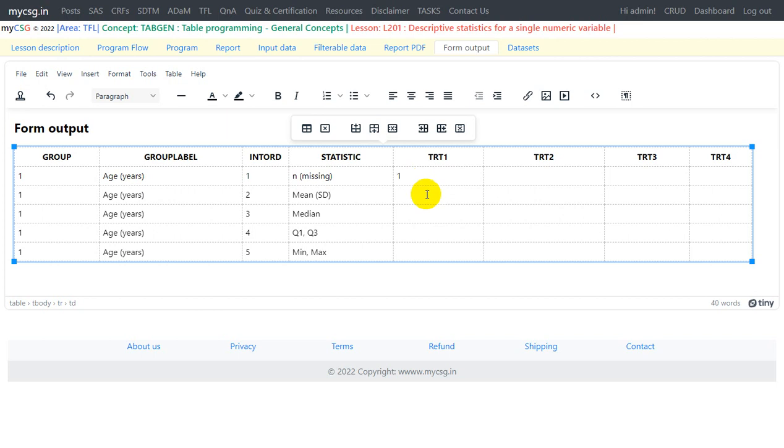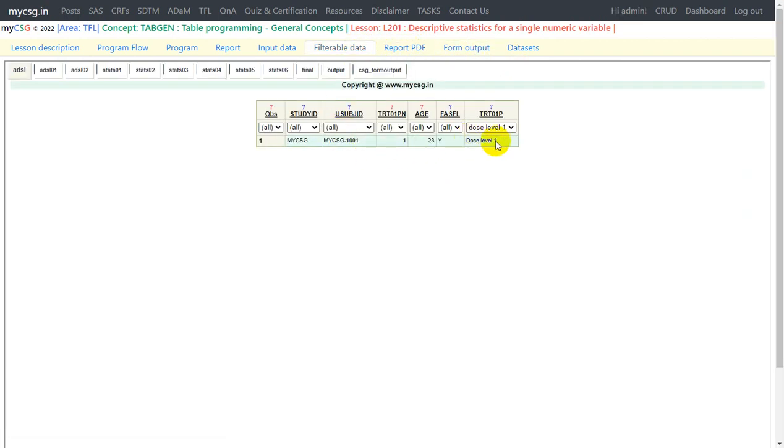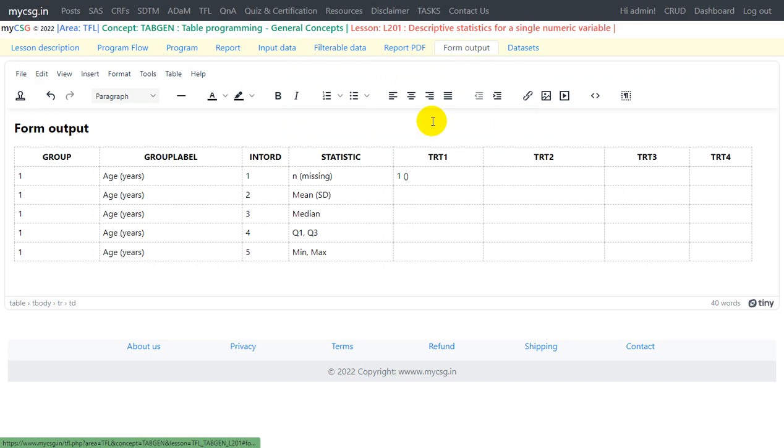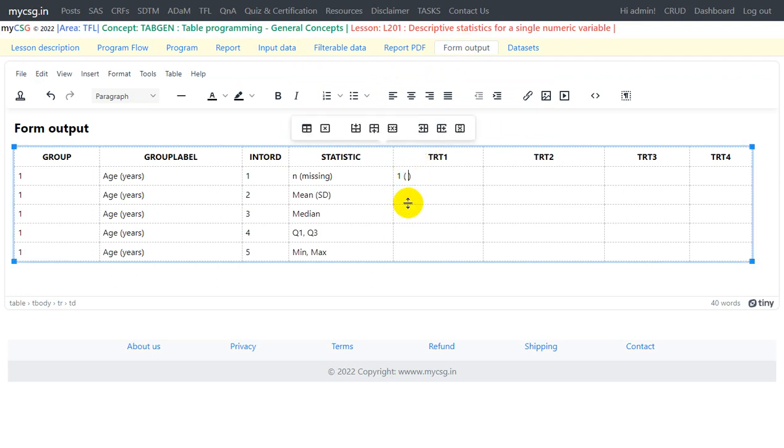Missing is the opposite of small n, which is the number of rows with a missing value in the age variable for treatment 1. We have seen that there was only one record with dose level 1 and that had an age value present. So out of the one record, there were no records with a missing value in age, so this would become 0. Now let us try to populate the min and max for the same treatment of dose level 1.